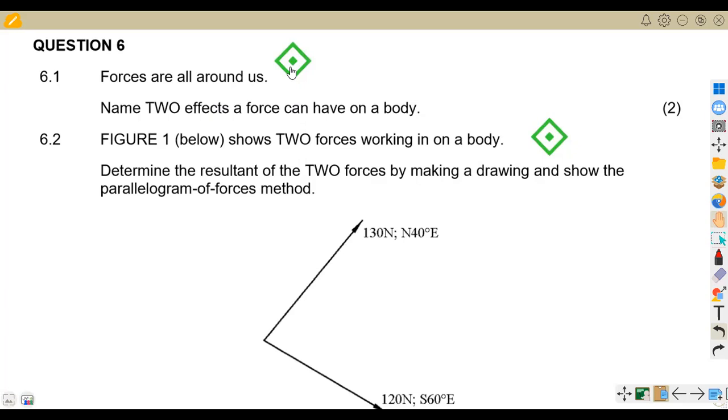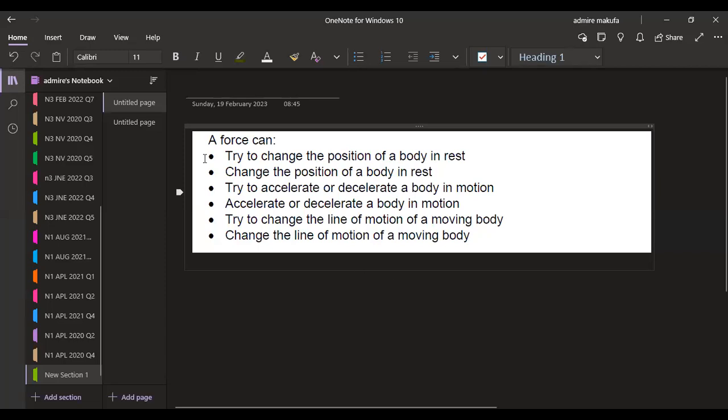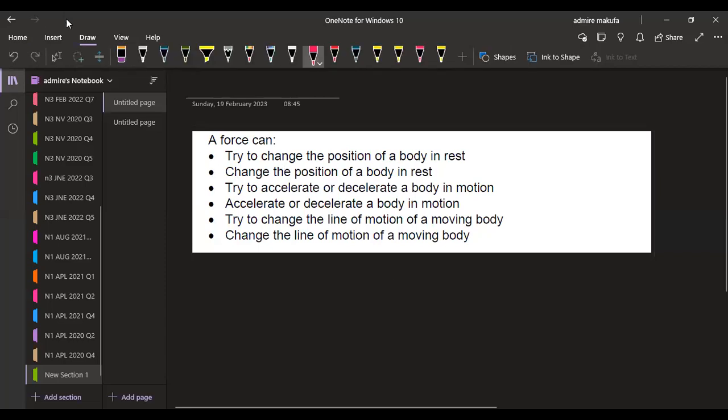So I've got some of the answers that you can choose to pick from. A force can try to change the position of a body at rest. A force can try to accelerate or decelerate a body in motion. A force can also try to change the line of motion of a moving body. So these are the effects that a force can have on a body.